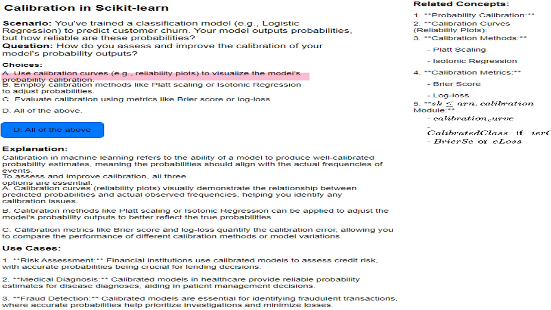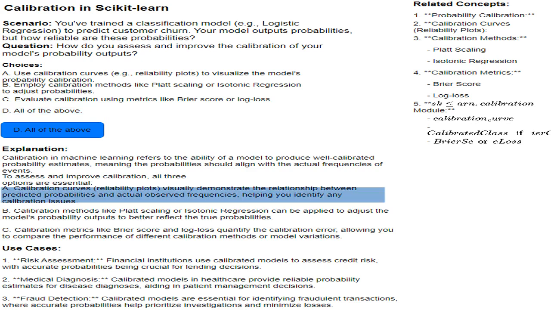A. Use calibration curves, e.g., reliability plots, to visualize the model's probability calibration. B. Employ calibration methods like Platt scaling or isotonic regression to adjust probabilities. C. Evaluate calibration using metrics like Brier score or log loss. D. All of the above.